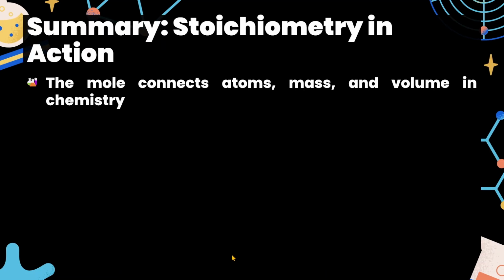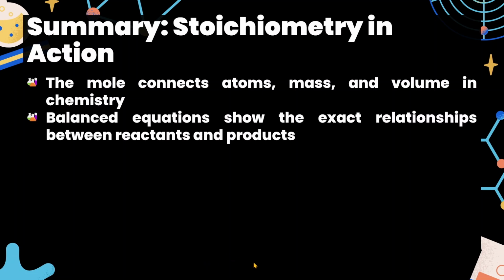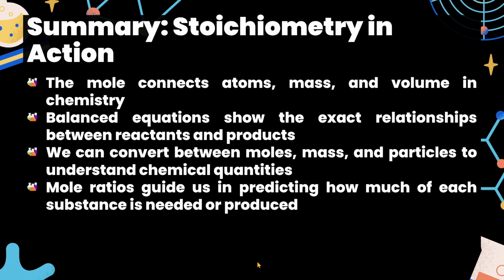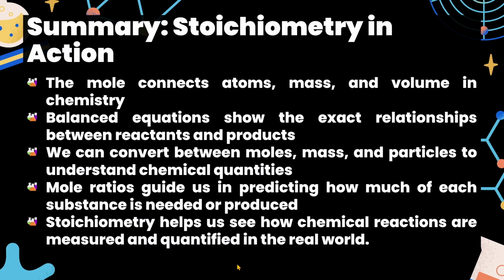To summarize, the mole connects atoms, mass, and volume in chemistry. Balanced equations show the exact relationships between reactants and products. We can convert between moles, mass, and particles to understand chemical quantities. Mole ratios guide us in predicting how much of each substance is needed or produced. And lastly, stoichiometry helps us see how chemical reactions are measured and quantified in the real world.